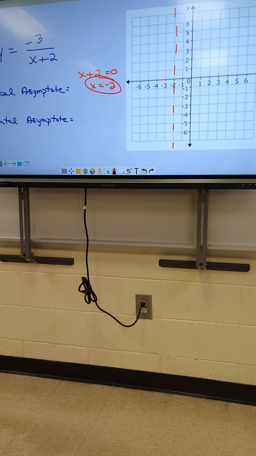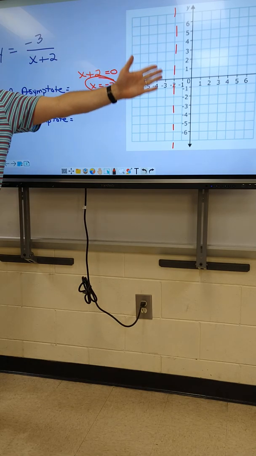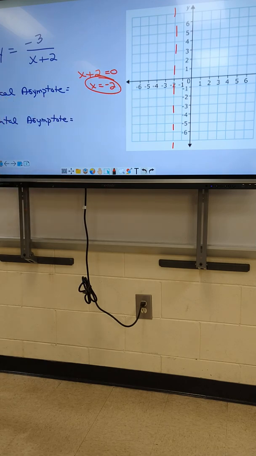All right, so what you do, just set whatever's on the bottom equal to 0, move it over, and that's how you get your vertical line. All right? Now let's do the horizontal.